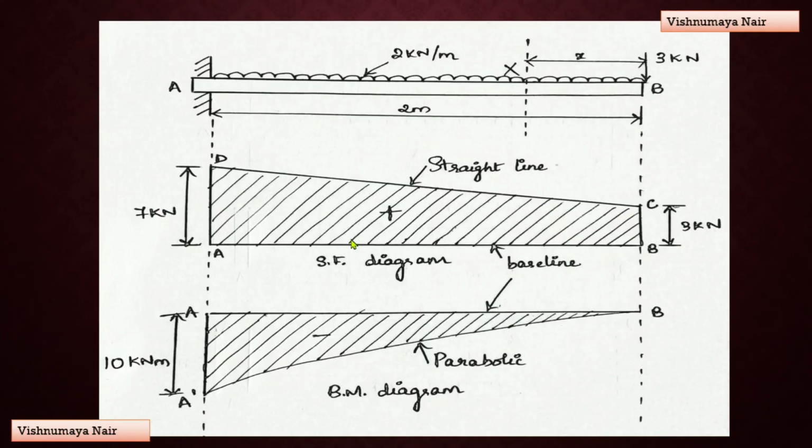So this is the shear force and bending moment diagrams of a cantilever beam subjected to a UDL along with a point load at the free end.